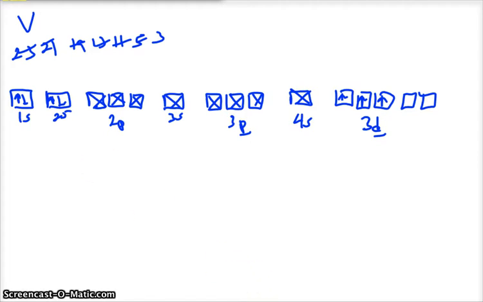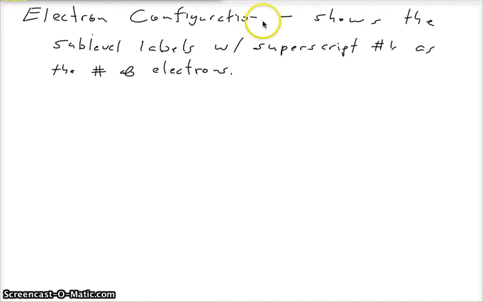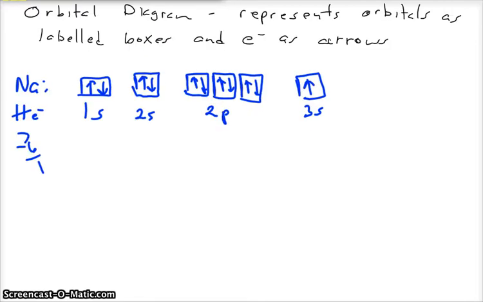Now, electron configurations. It's very similar, just a little bit different. It shows the sublevel labels only. We don't show any boxes, just the labels. And we superscript the number of electrons. And so we can translate orbital diagrams into electron configurations. So, for example, let's do a translation here. Here's our labels.